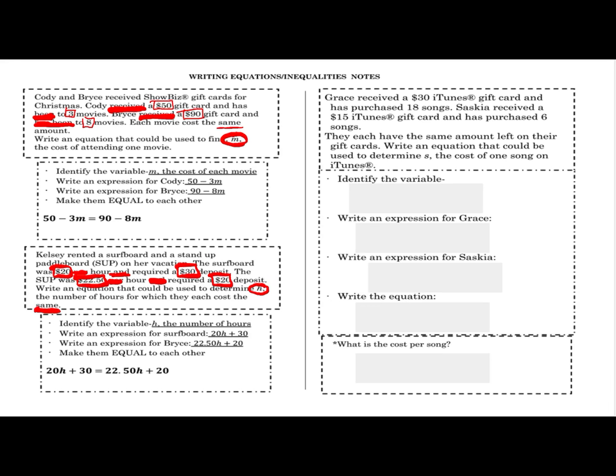And then for, I don't know why that says Bryce and why that doesn't say SUP. So we're going to write SUP right here. Okay, SUP, and it's $22.50H plus $20 deposit. And we're going to make them equal to each other. So here's what the equation would be equal to each other.